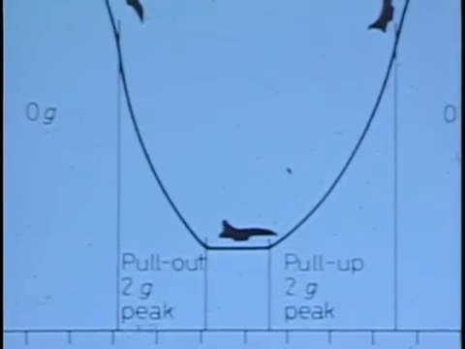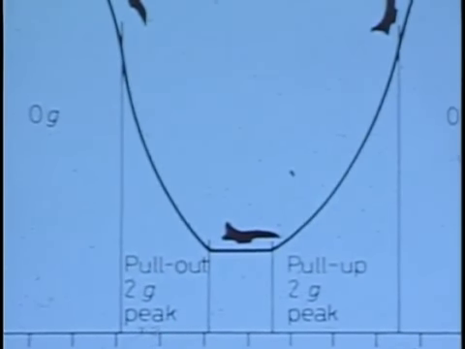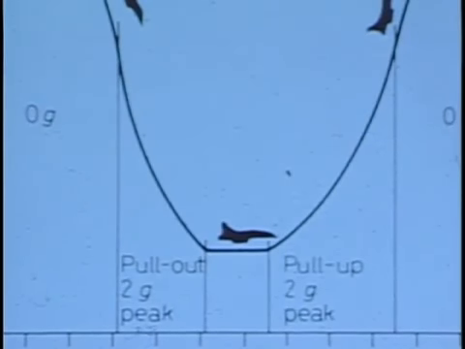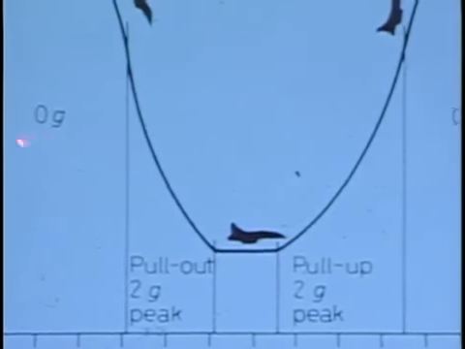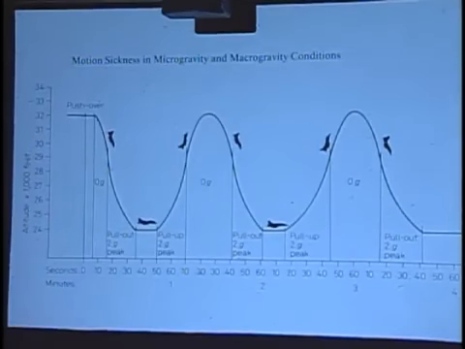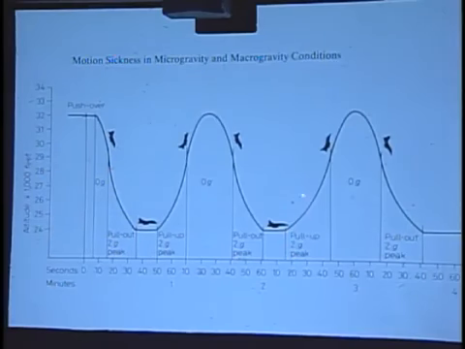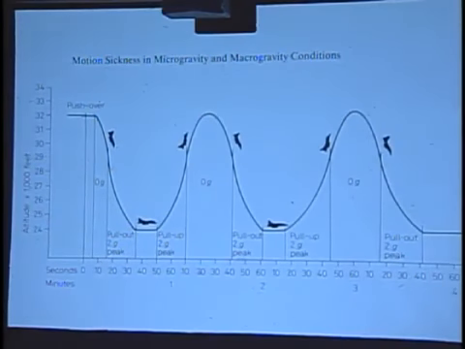And they call it a 2g peak. Well, they really mean 1g. What they really mean is that my weight doubles. They call that 2g. But of course, they call this 0g, which is equally incorrect. It's not 0g. You have no weight. This is weightless. Here your weight is double. Here your weight is normal. Here your weight roughly doubles, and you go into another free fall period. And the cycle from here to here is about 90 seconds.